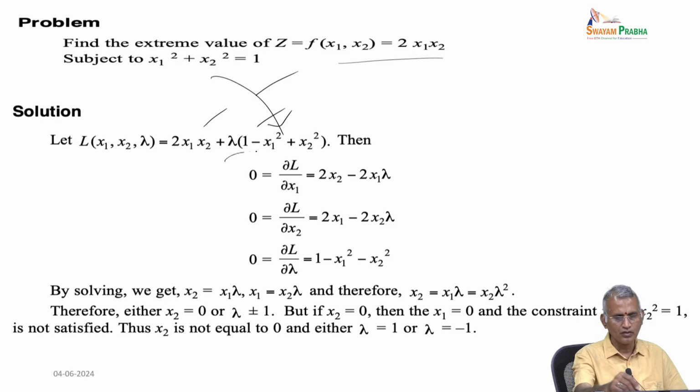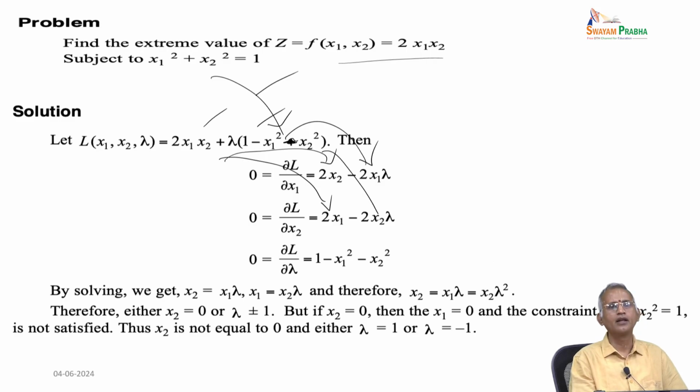Here 2 x2 will come, and partially with respect to x1 it is minus 2 x1 lambda. The second one is partially with respect to x2, so here 2 x1 will come, minus 2 x2 lambda will come, and then 0 equal to dou L by dou lambda, which is equal to 1 minus x1 square minus x2 square, because with respect to lambda the first term becomes 0 and the second term gives 1 into 1 minus x1 square minus x2 square.